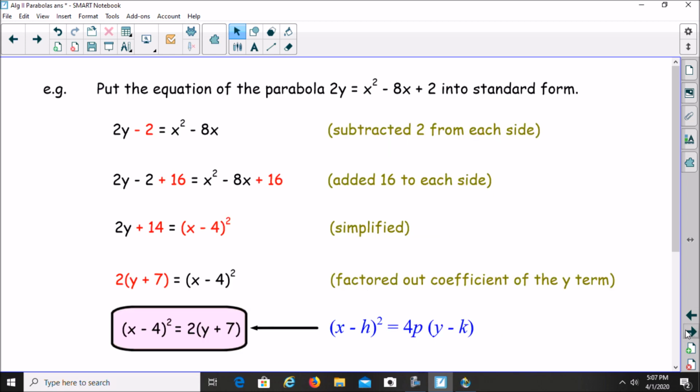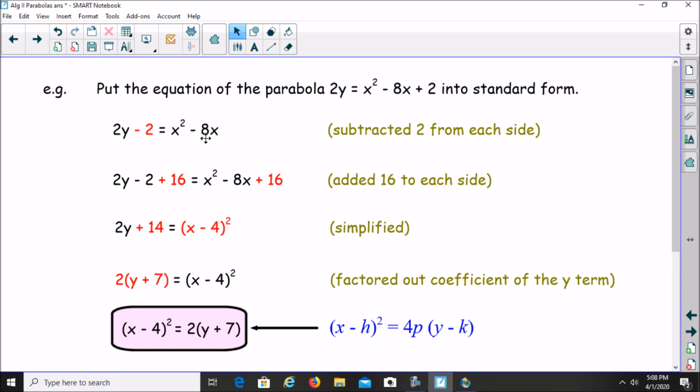The reason why we need to know how to complete the square is because if we were given the equation of a parabola in this form, 2y = x² − 8x + 2, and we were interested in putting it into standard form so that we could pick out the focus and the directrix, etc., we would need to complete the square. So the first thing I'm going to do is take the constant term and move it away from the x's. I'm going to move it to the side with the y. So I'll subtract 2 from either side of this equation. That will leave the result 2y − 2 = x² − 8x.